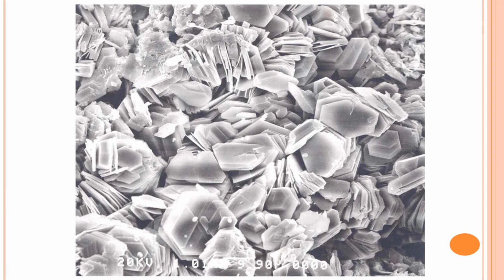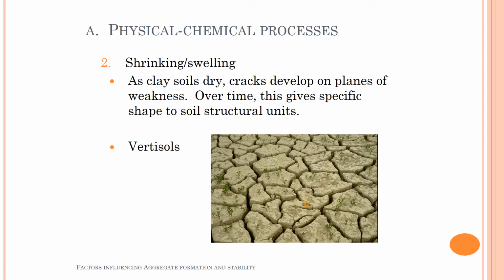Here's a great example of kaolinite flocculated in stacks. Isn't it pretty? All right, so in vertisols, we see a lot of shrinking and swelling. As clay soils dry, the cracks develop on planes of weakness, and over time, this gives specific shape to soil structural units.